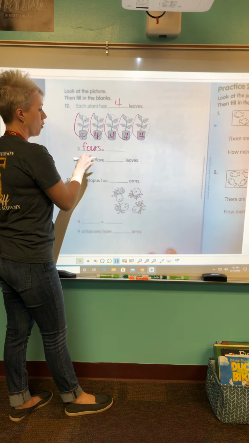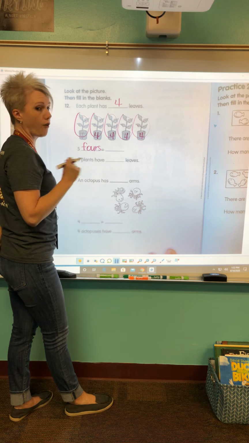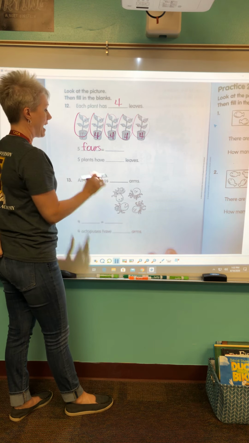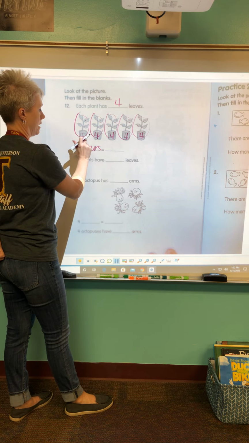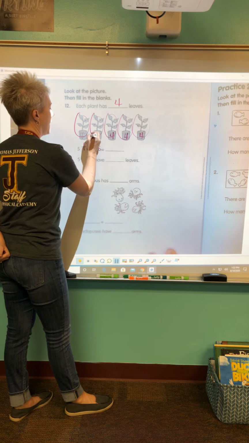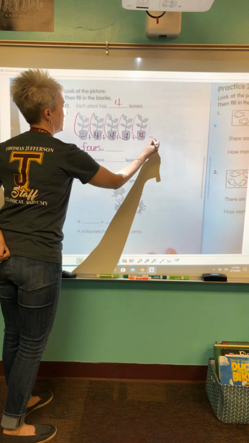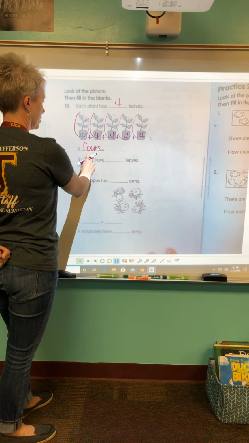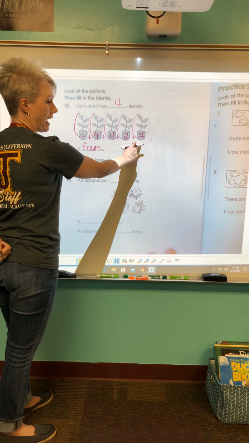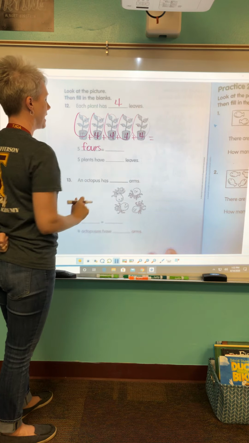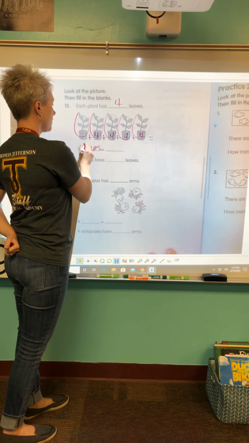So 5 fours, which means I will write 4 5 times and add it up. So I've written 4 5 times. 1, 2, 3, 4, 5. I just need to add them all up. Okay? 5 fours. 1, 2, 3, 4, 5. Number 4s equals how many?